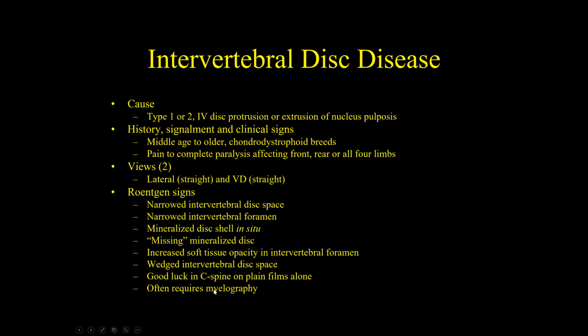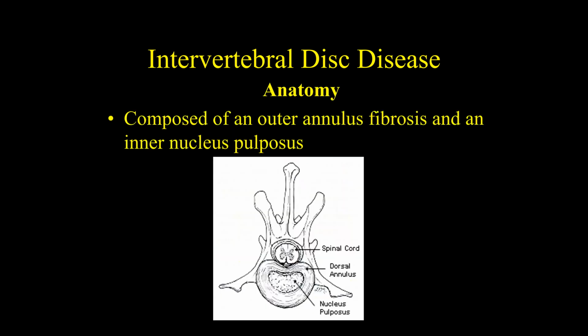So what do you see on plain films with intervertebral disc disease? And I can tell you this right away, there's a lot of things you can look for, but the only way to 100% diagnose it is going to be with MRI or a special procedure called a myelogram, which we'll talk just very briefly about because hardly anybody does them anymore. So let's review anatomy real fast about the intervertebral discs and what's going on there.